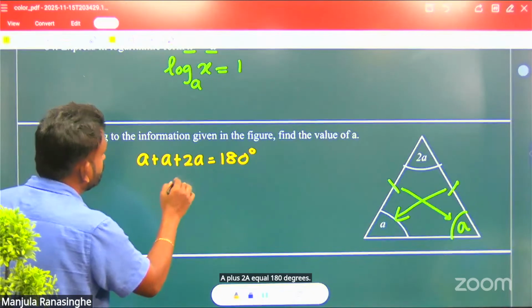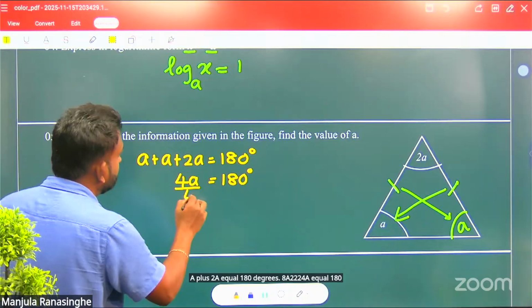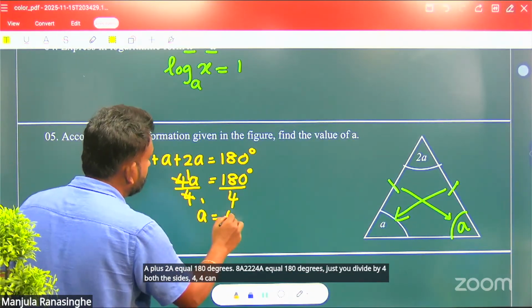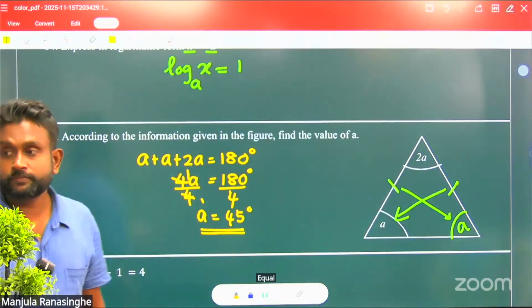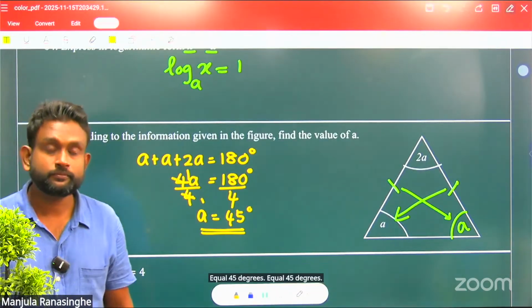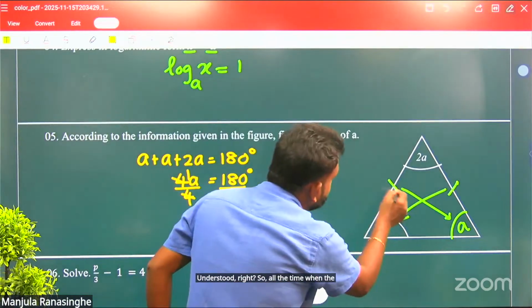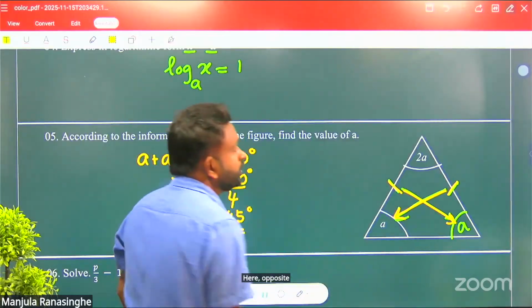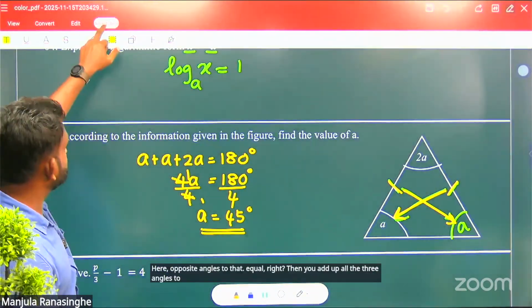So 4a equals 180 degrees. Just divide both sides by 4, the 4 cancels. a equals 45 degrees. Understood? Right. So all the time when the sides are equal, see that they are opposite angles. Here the opposite angles to those are equal. Then you add up all the three angles to 180.